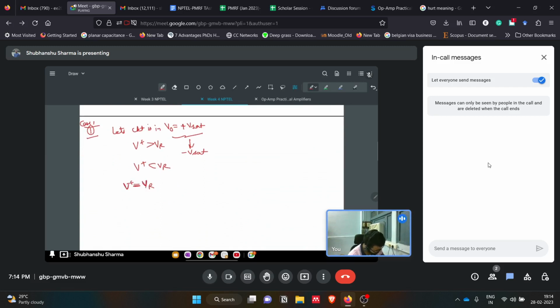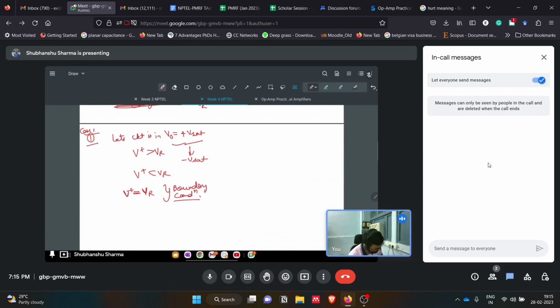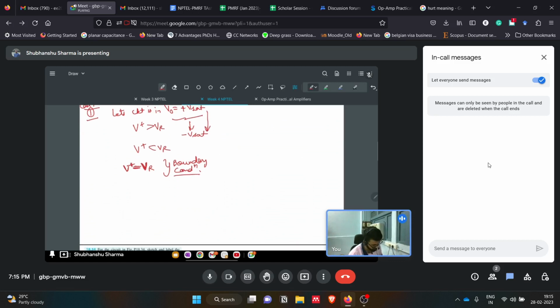So this is where all the things are being decided for this op amp, for this comparator. So this is the boundary condition. So we consider when V plus equals VR, then only some fluctuation will happen. Either it is from plus V sat to minus V sat, or minus V sat to plus V sat. But in this case, we are considering plus V sat to minus V sat. There will be some change.